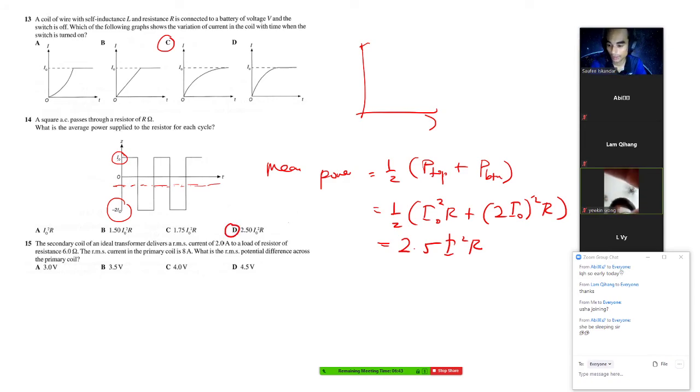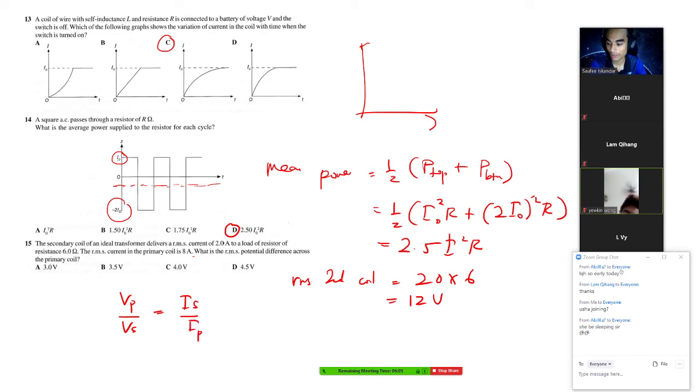And last, the secondary coil of an ideal transformer has an RMS current of 2.0 A through a load resistor of resistance 6.0 ohm. The RMS current in the primary is 8 ampere. What is the RMS potential difference across the primary coil? So the RMS potential across the secondary coil equals 2.0 ampere times 6, so it will be 12 volts. V secondary over V primary equals I primary over I secondary, so V primary equals I secondary over I primary times VS. So you have 2 over 8 times 12 and the answer is 3 volts. So the answer is A.